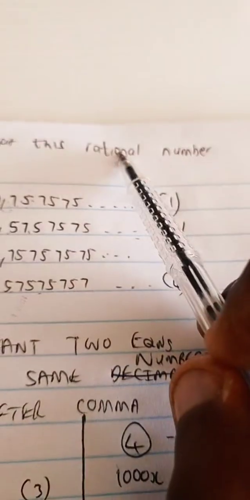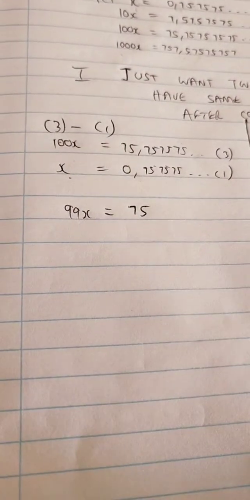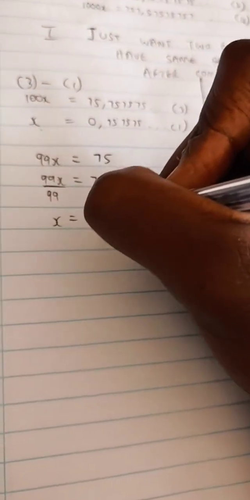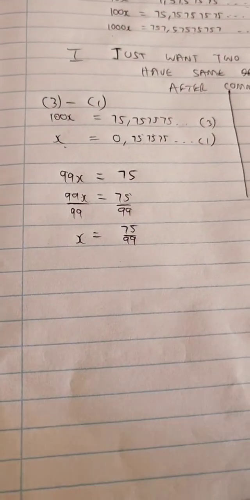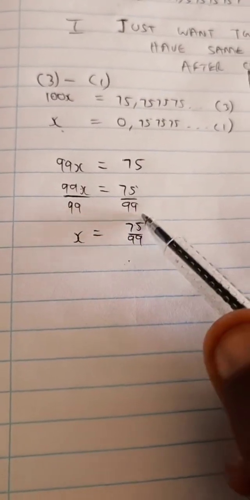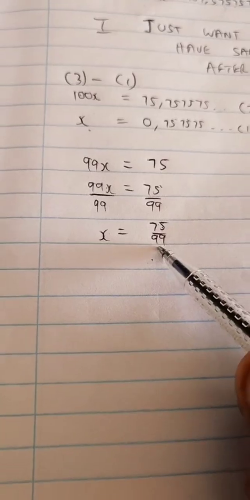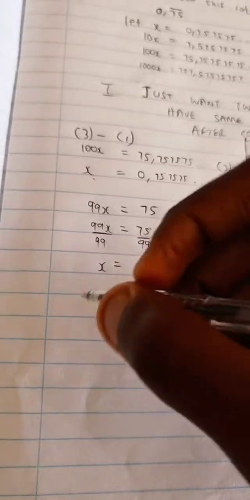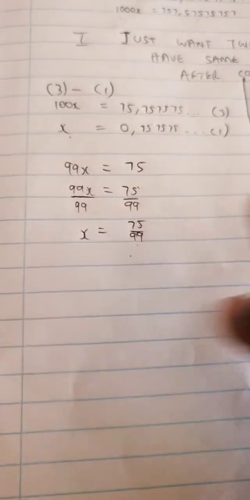Because remember, what is a rational number, guys? A rational number can be written as a fraction. Then what do I do? I divide both sides by the coefficient of x, which is 99, and then I get x is equal to 75 over 99. Okay, you take your calculator and you check, does this get simplified any further? 75 divided by 99, you press equal, you check, do I get a more simplified fraction? If you do, write the final answer. If you don't, you leave it like this.